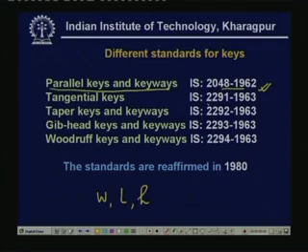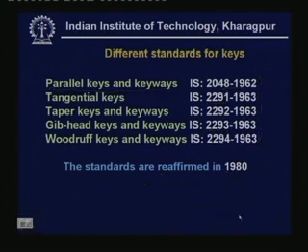Tangential keys, 2291, formed in 1963, taper keys also you will find in some books, 1974. Anyway, the standards were reaffirmed in 1980, so this is the latest. But taper keys and keyways you will find in 2292, gib head keys and keyways in 2293, Woodruff keys and keyways in 2294. So, these are different standards for keys.